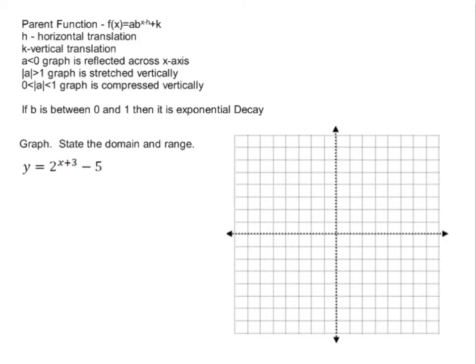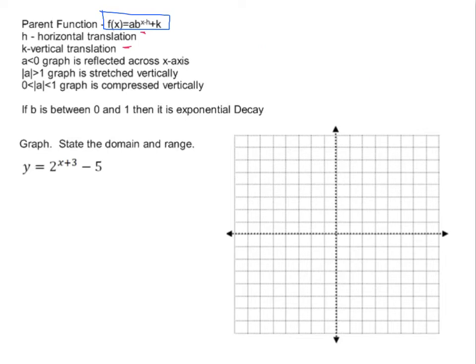The parent function is f of x is equal to a times b to the x minus h plus k. H and k here, as we've learned from our parabolas, our quadratics that we've done earlier, represented the vertex. You can also view h and k as representing the horizontal translation and the vertical translation. So when you go from your starting point, how much to the right or left do you move, and how much up or down do you move? So that's what our h and k are going to be representing.